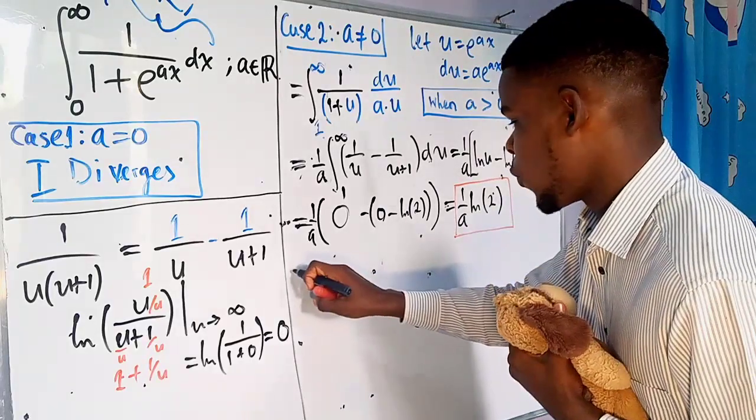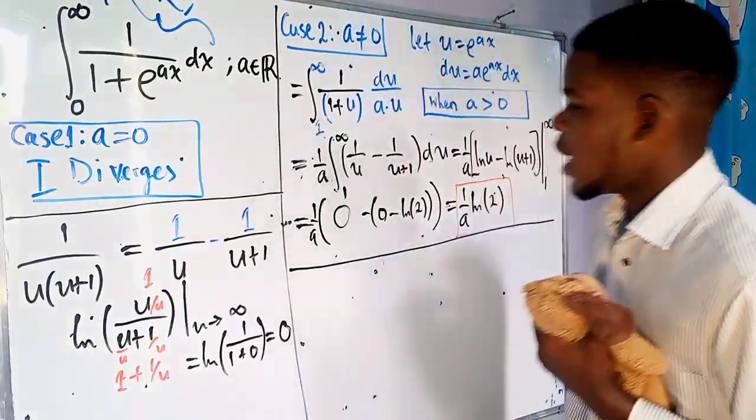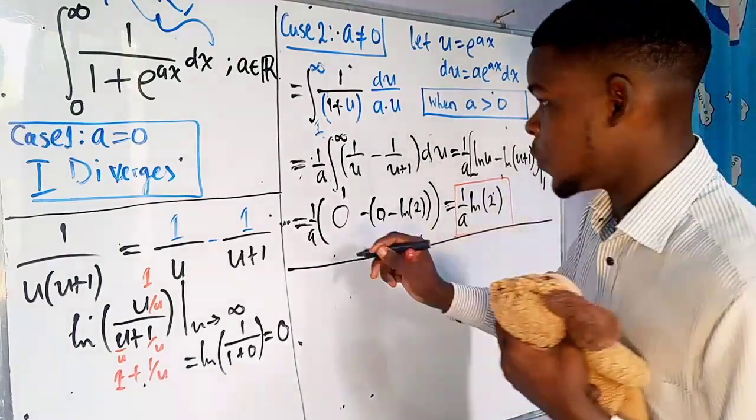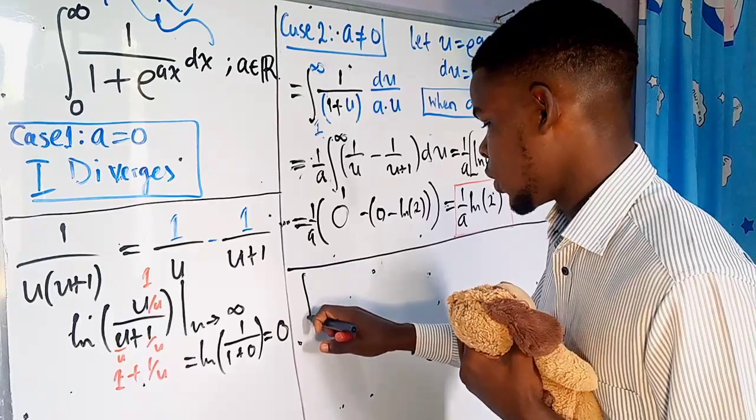Okay, so we still have one more case to consider. Let me see if we can fit in everything here. And that is when a is less than 0. So let's look at this. When a is less than 0, we're going to have the integral.